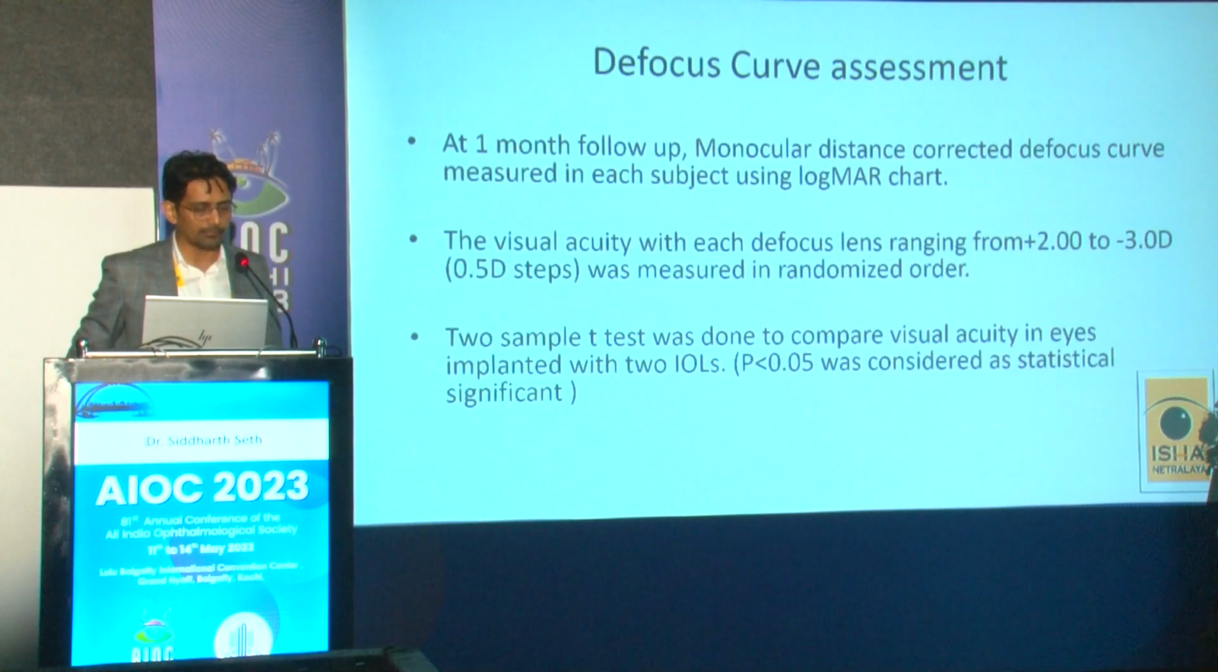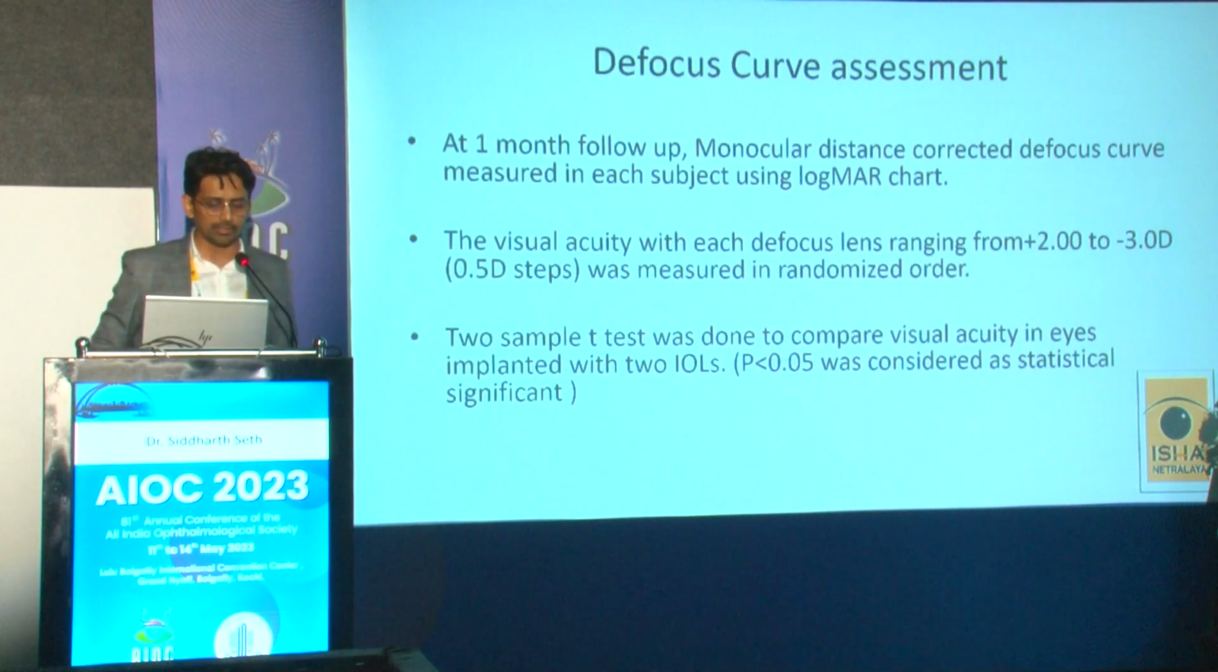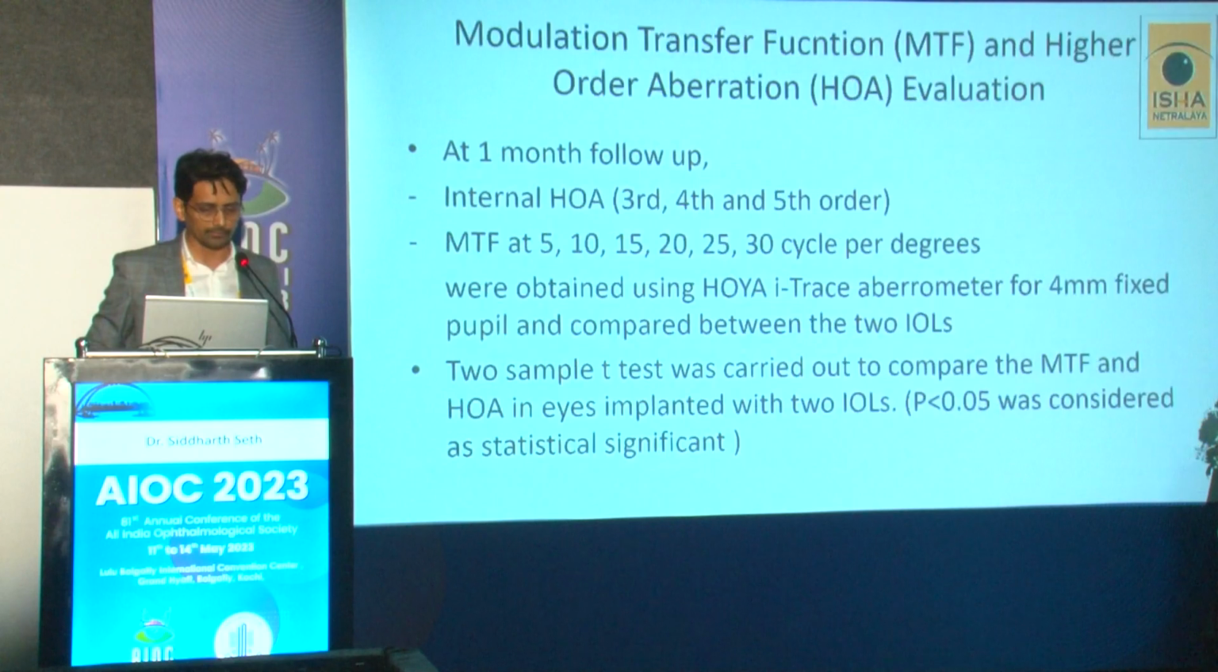How we analyzed the defocus curve was at 1 month post-op follow-up; monocular distance corrected defocus curve was measured in each subject using a logMAR chart. Whatever refractive error the patient had, we put that error in and then analyzed the defocus. The visual acuity with each defocus lens ranging from plus 2 to minus 3 diopters in 0.5 steps was measured in randomized order. A two-sample t-test was done to compare visual acuity in eyes implanted with these two IOLs. Modulation transfer function and higher order aberrations were evaluated using the Hoya iTrace aberrometer. Internal higher order aberrations for 3rd, 4th and 5th order, and modulation transfer function, were evaluated at 5, 10, 15, 20, 25 and 30 cycles per degree. Again, a two-sample test was carried out to compare the results.